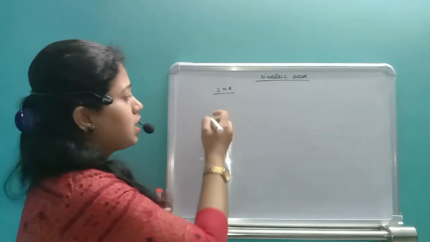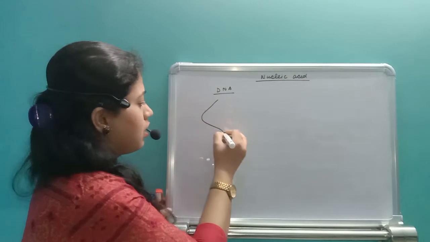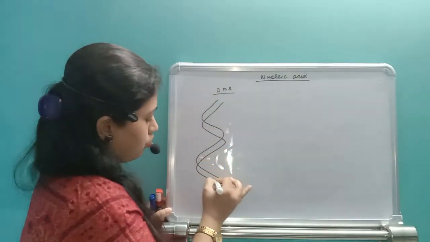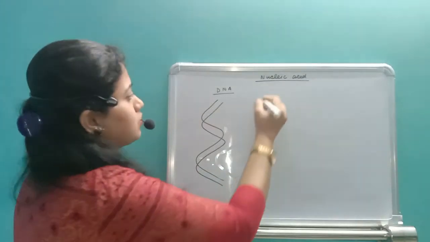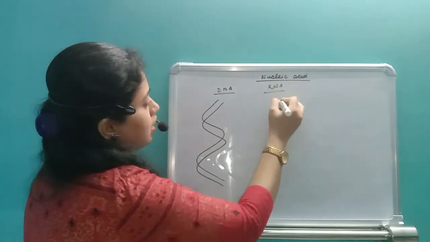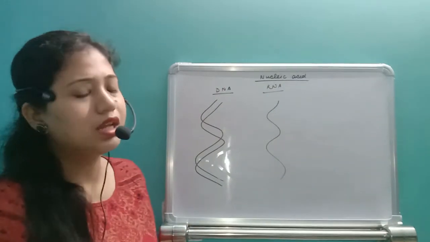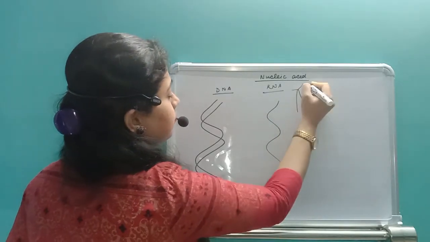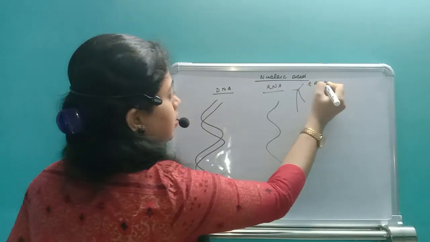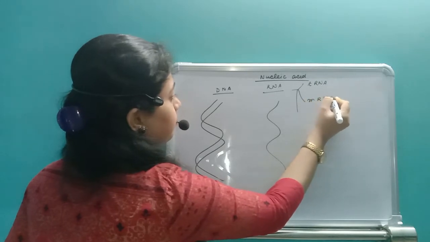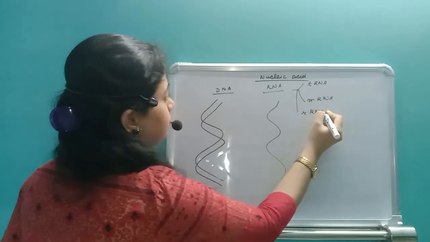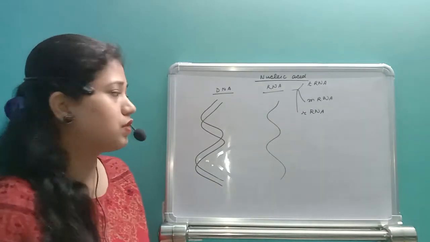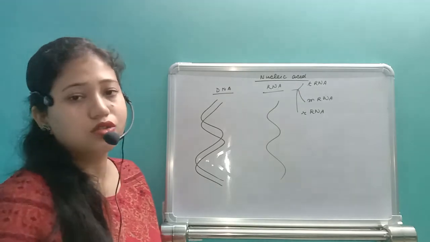Okay, so DNA is actually made up of two helices, and in case of RNA, we can see only a single helix. RNA can be of three different types. What are they? They are tRNA, then mRNA, and then rRNA. So two types of nucleic acids we can see, DNA and RNA. So these are the two structures.